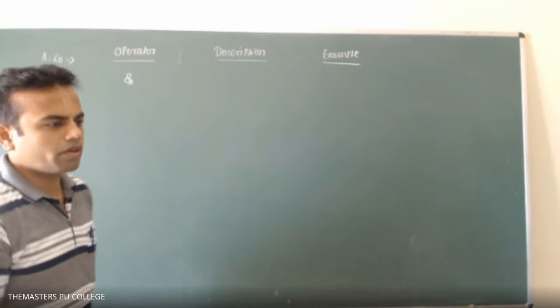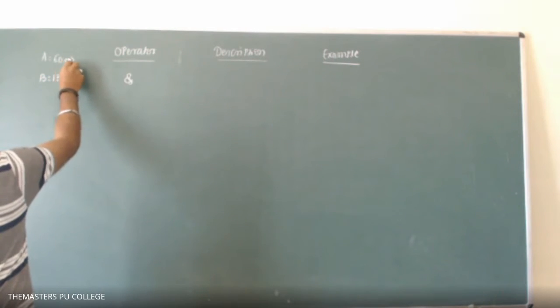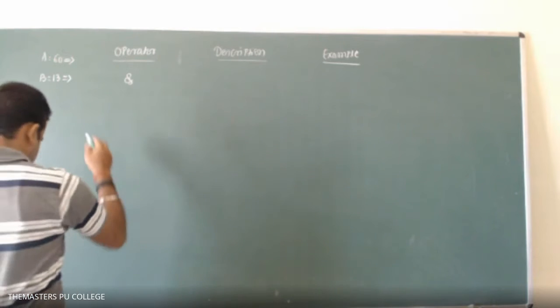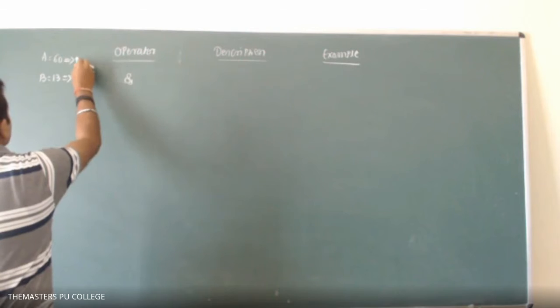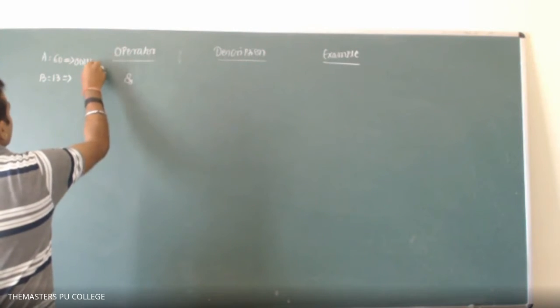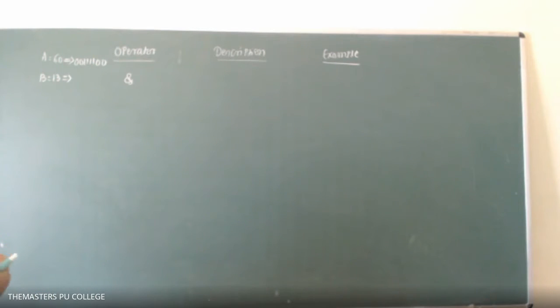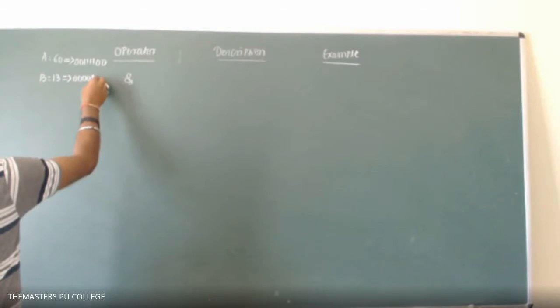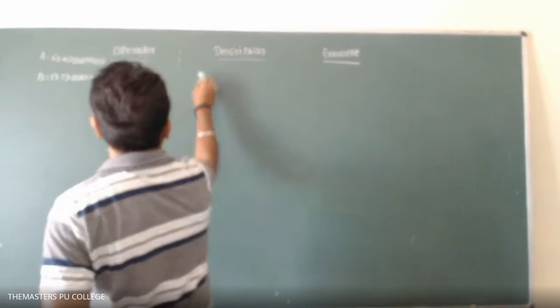Yes, sir. So what is the value of 60 in binary? 0011 1100. What about 13? 0000 1101, right?